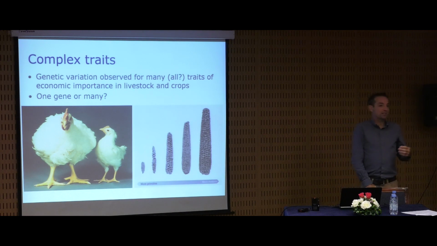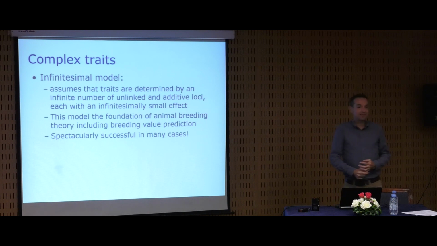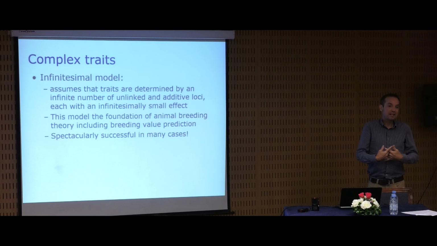Now this is where we're going to step back a bit to, in fact, 1918 and look at a model that was proposed to describe the variation in quantitative traits, complex traits. And it sounds really weird, this model. In fact, it's quite bizarre, but it is the foundation of modern animal breeding and plant breeding. And this model that all breeders use, sometimes without knowing it, is called the infinitesimal model.